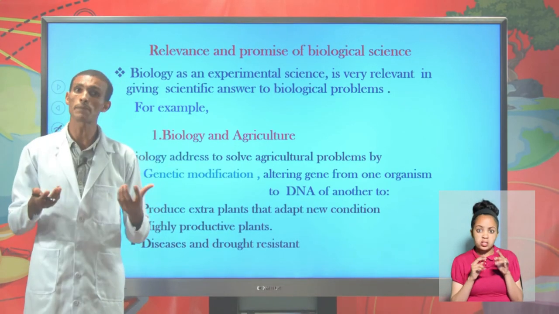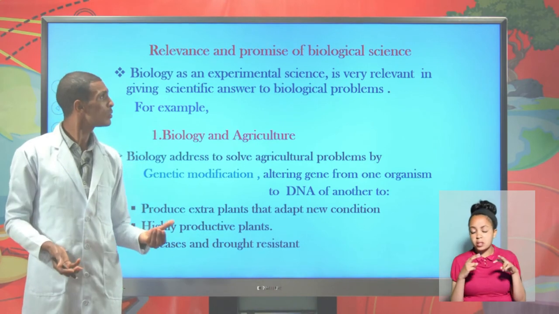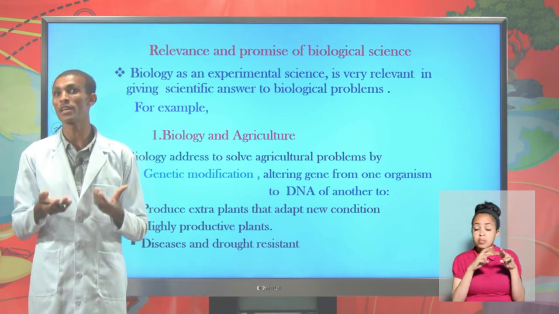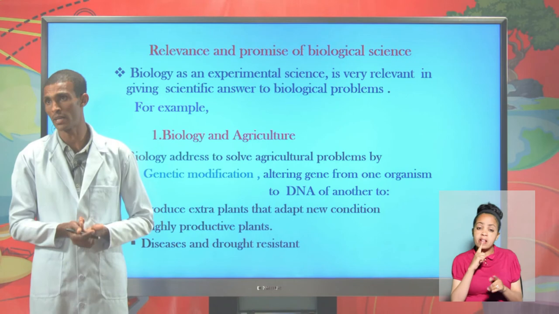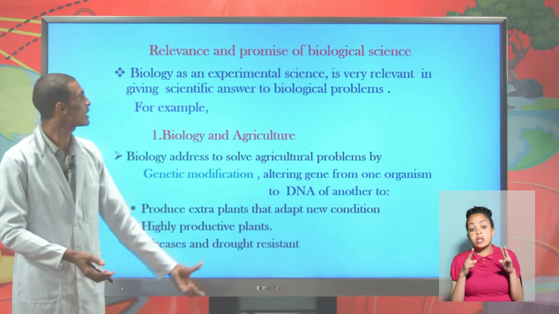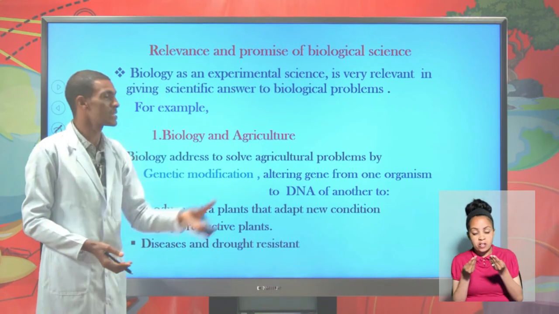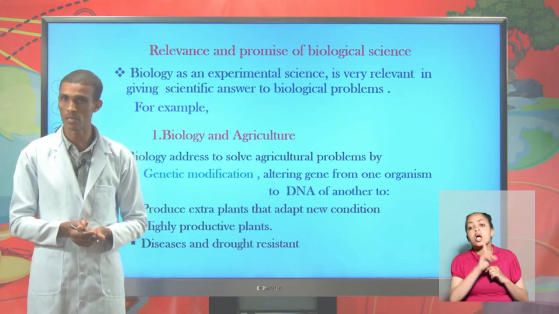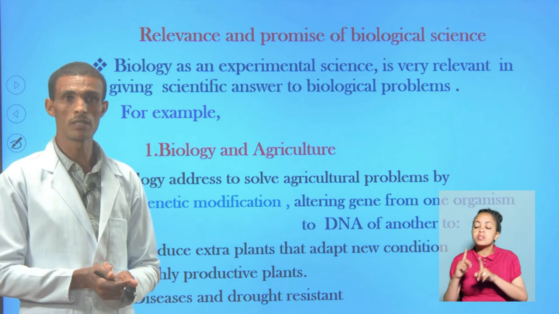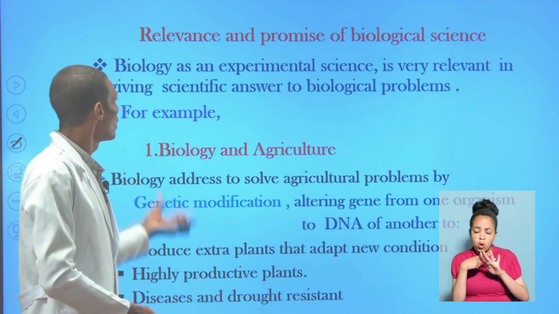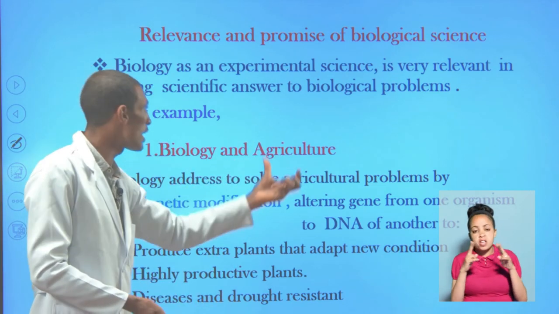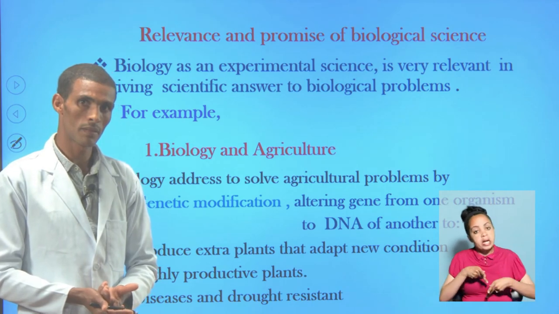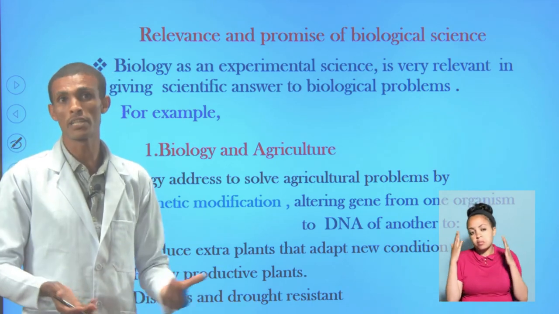So, biology is very important. Since it is an experimental science, which is based on experimentation to give real evidence for a problem that you encounter, it is very important in giving scientific answers for biological questions that our society encounters. For example, to see one by one, biology is very important in agriculture.